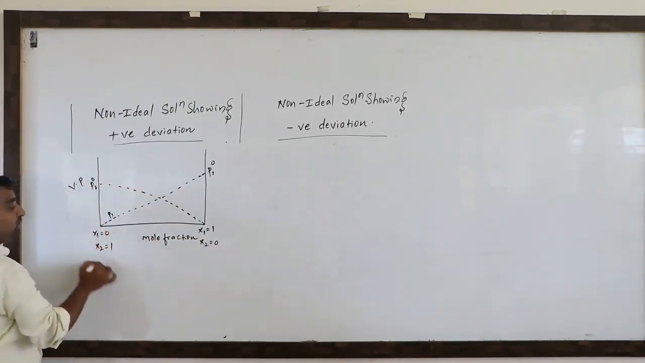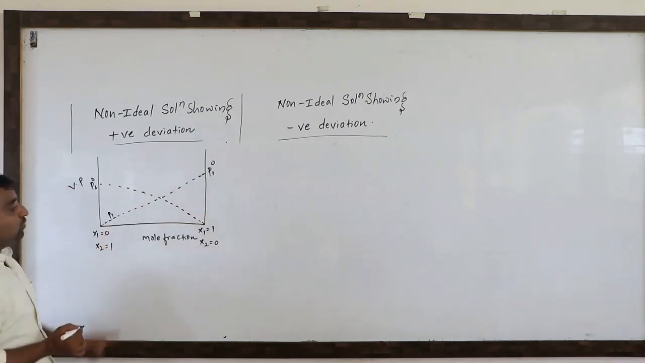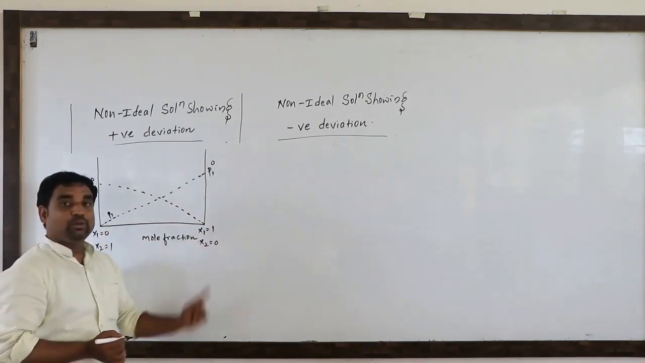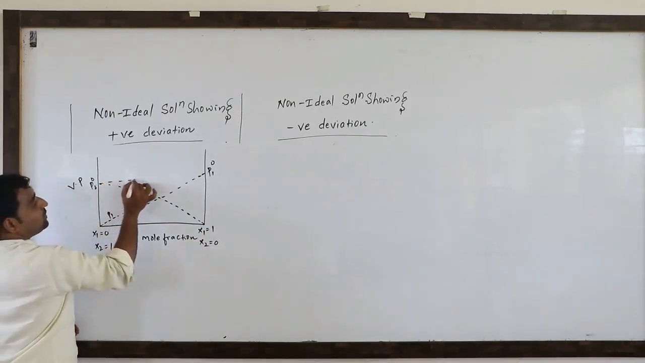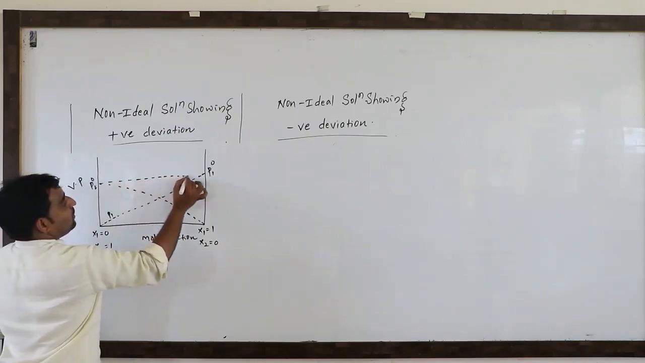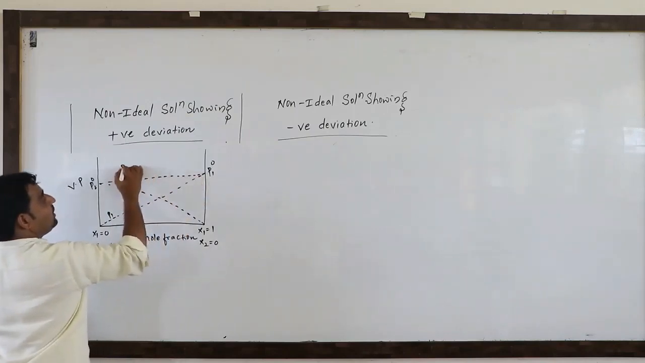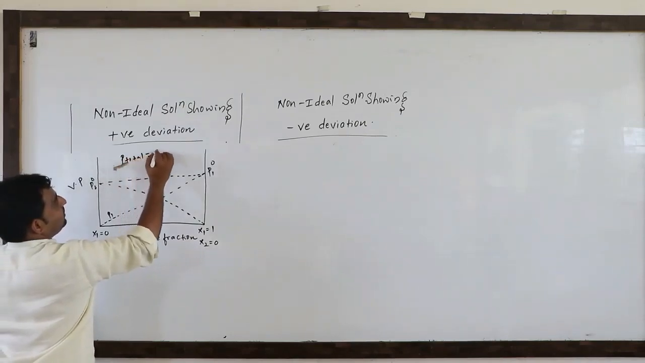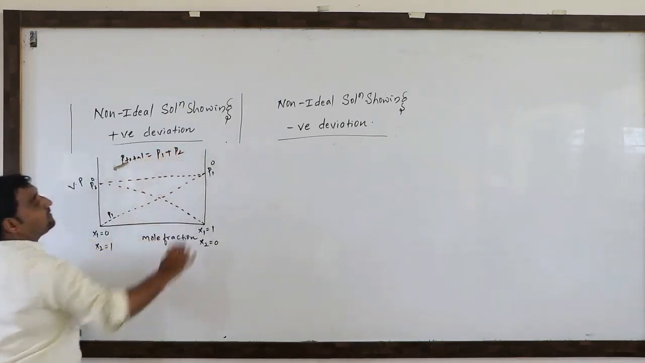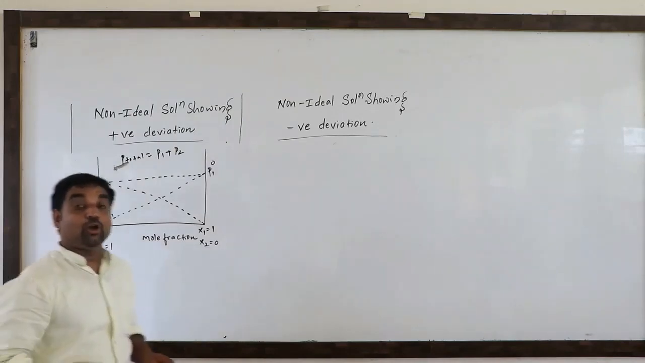The sum of the mole fractions of the components is equal to 1. For the total vapor pressure of the solution, we have to take the sum of the partial vapor pressures of the components, that is P total is equal to P1 plus P2. This is the graph for Raoult's law.